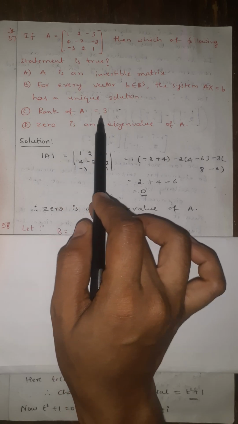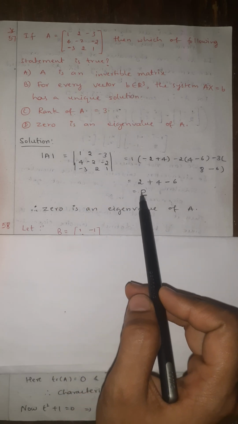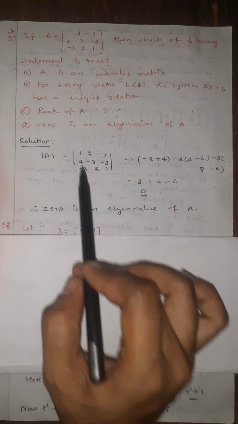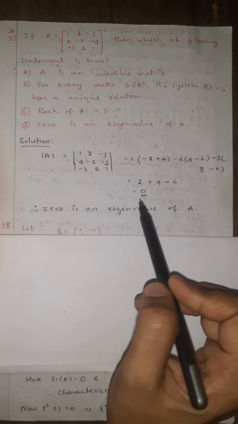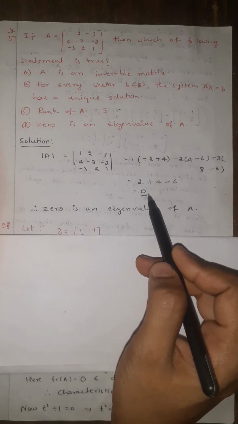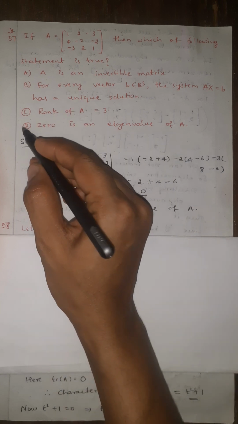Further, rank of A equal to 3. This is also false because here determinant of A equal to 0 implies rank of A is less than 3. Since determinant of a matrix is the product of eigenvalues, which is equal to 0, therefore 0 is an eigenvalue of A. This option is correct.